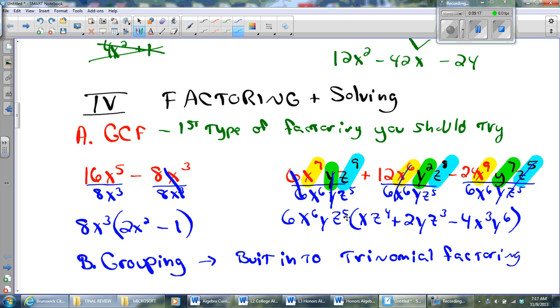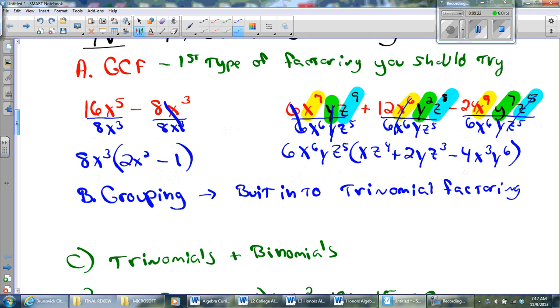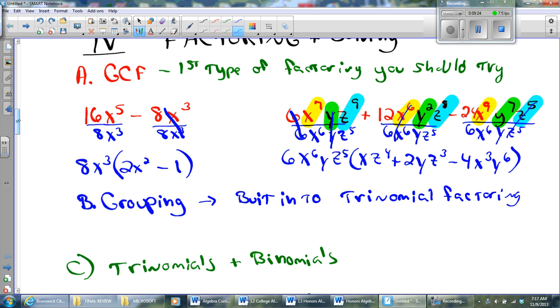All right, that is factoring by the GCF. Now, it's best when we build it into other things. Now, I didn't put any specific grouping problems on here because I taught you to factor the trinomials by grouping. So I will explain it in there.